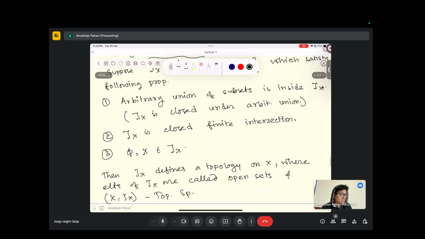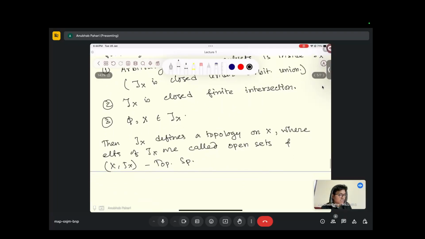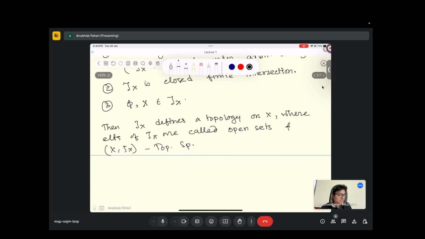Similarly, if we think about its counterpart, one can define tau X c as the collection of Y complement, that is X minus Y, where Y belongs to tau X.